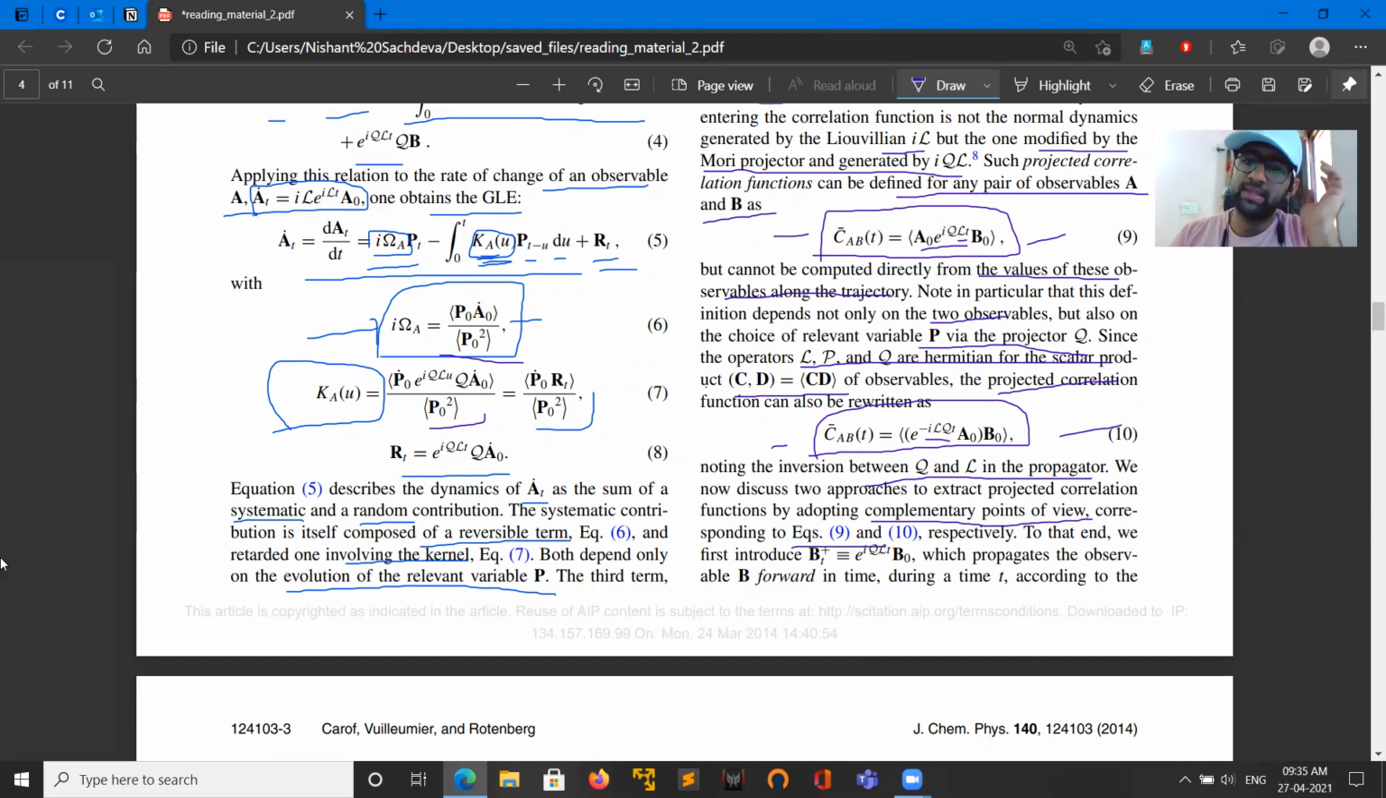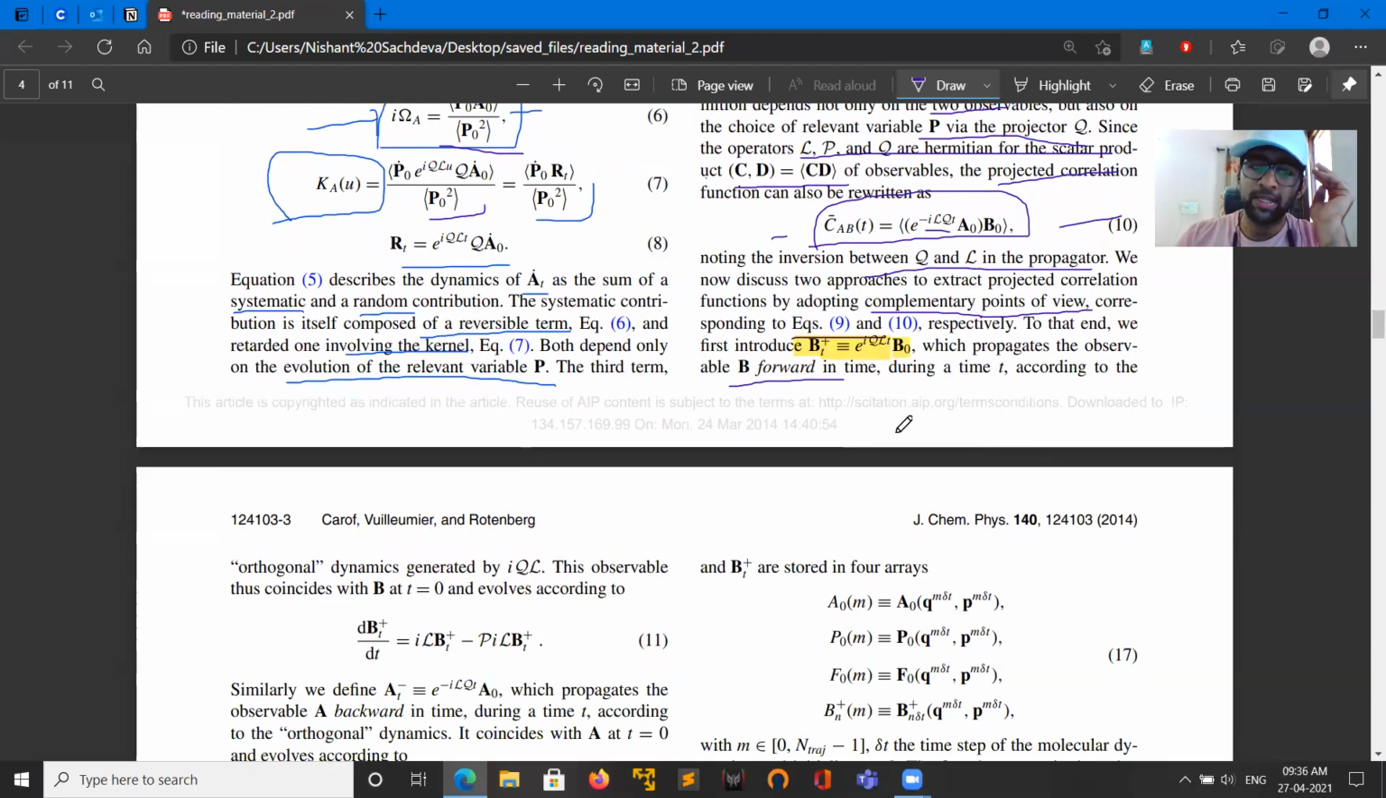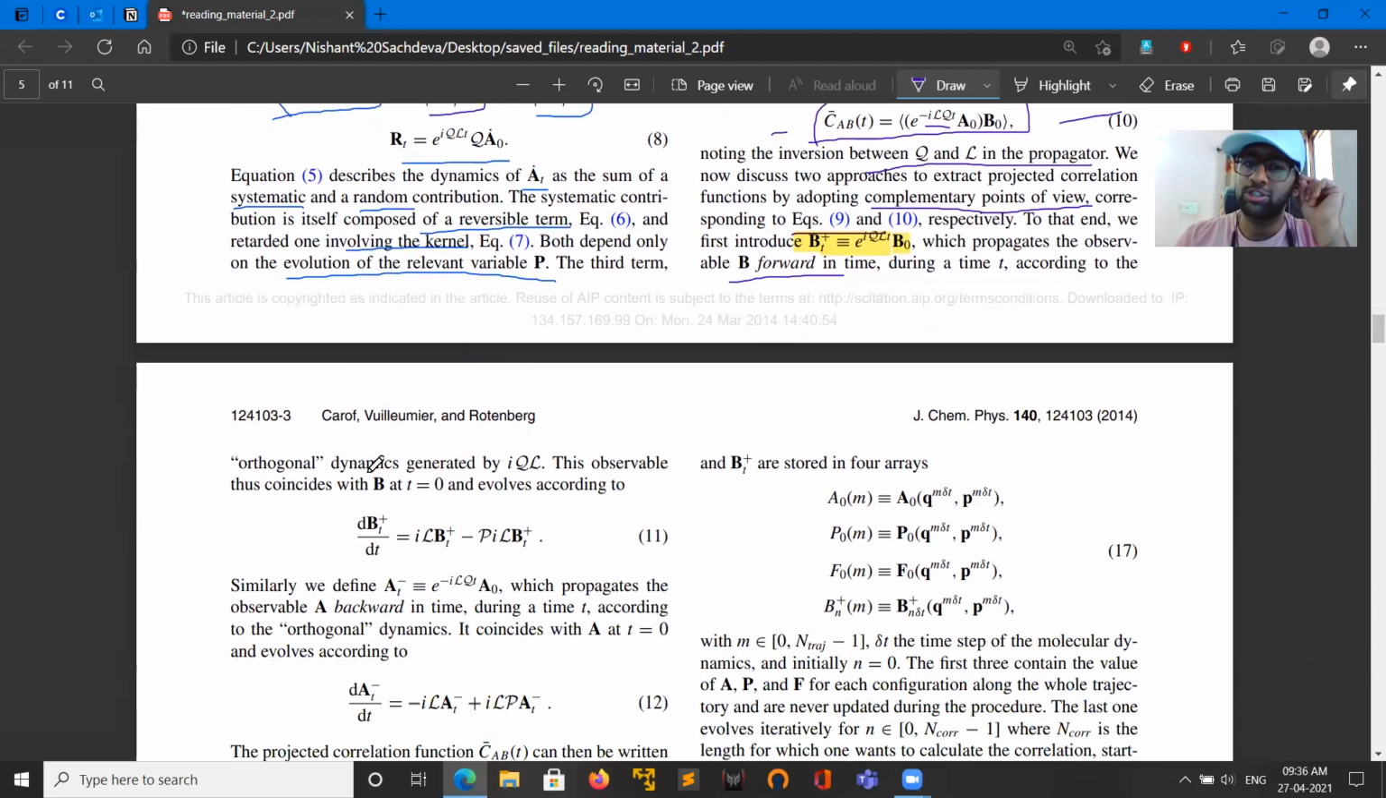So now what they're saying is that they'll discuss two approaches to extract these correlation functions by adopting two different points of view, which is equation 9 and 10 respectively. To that end, they will introduce this operator called Vt plus. This is defined as e to the power iQLt b naught. This propagates the observable b forward in time during a time t, according to the orthogonal dynamics generated by iQL.